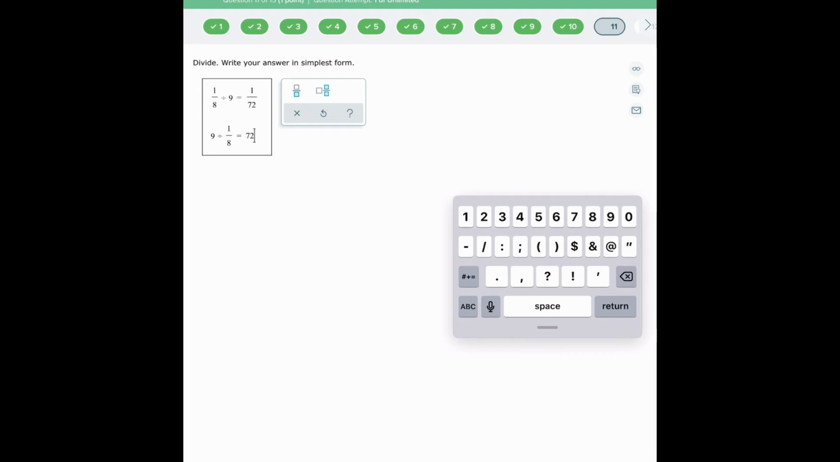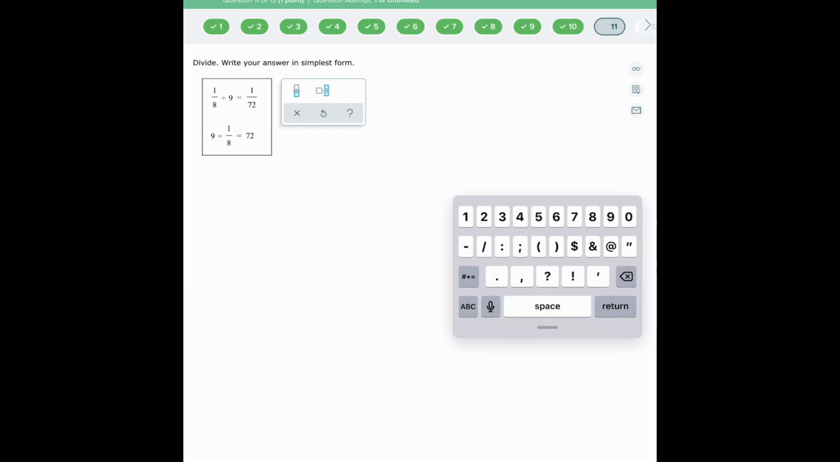And we can ask ourselves if that actually makes sense. If I take 1/8, that's already a tiny little piece, and I divide it into 9 more pieces, I'm going to have 1/72. So each of those tiny little pieces is going to be very tiny. And then if I have 9 and I divide that by 1/8, how many 1/8 go into 9? A whole bunch.